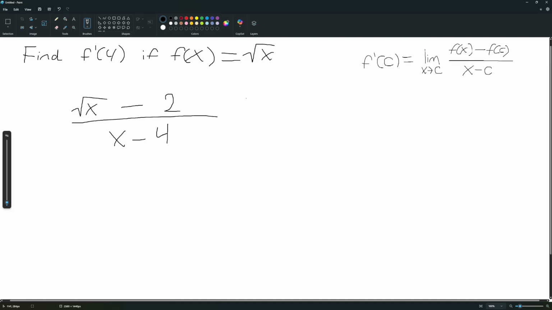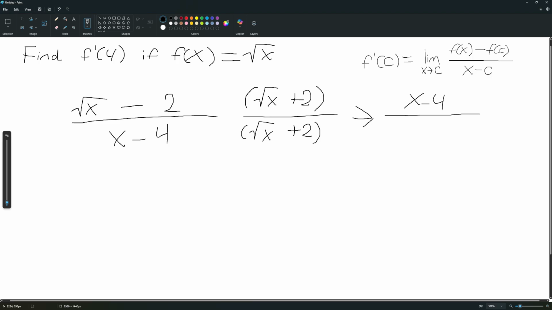Now what we're going to have to do here is use the conjugate. So we're going to multiply this by rad x plus 2, and the same for the denominator, rad x plus 2. This becomes x minus 4 over x minus 4 times the square root of x plus 2. Now, of course, these cancel out. So we are left with 1 over rad x plus 2.